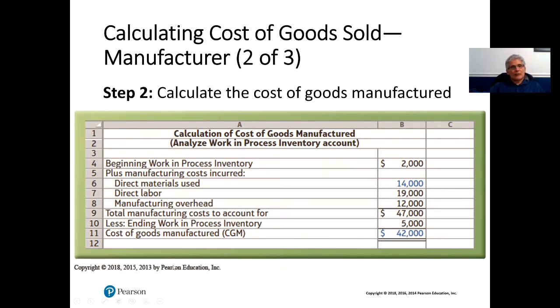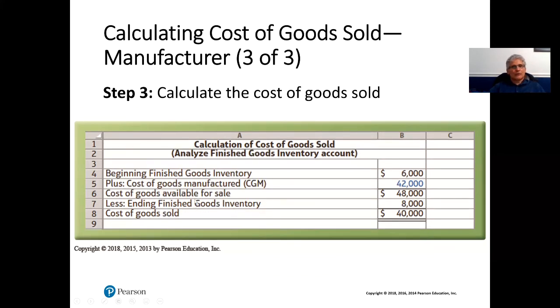From there, we're going to subtract what our ending work in process is for this period. And then that's going to give us the cost of goods manufactured, or what we call CGM. But wait, there's more. We have the calculation of cost of goods sold. Now finally, on the third schedule, we're going to get to the cost of goods sold. How do we account for that?